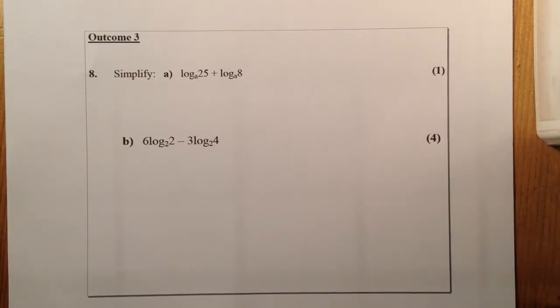This is Higher Maths, it's Unit 3 NAB practice. What we have here in outcome 3, we have 3 questions, question 8, 9 and 10, and there's 9 marks to be gained, and we need 6 of them to pass this outcome. Right, let's get started. We'll go for question 8 first of all.